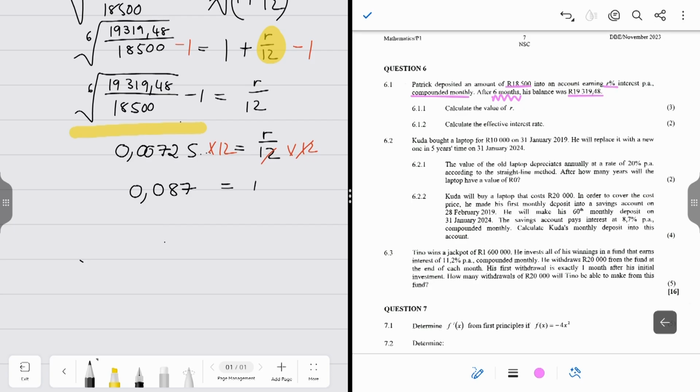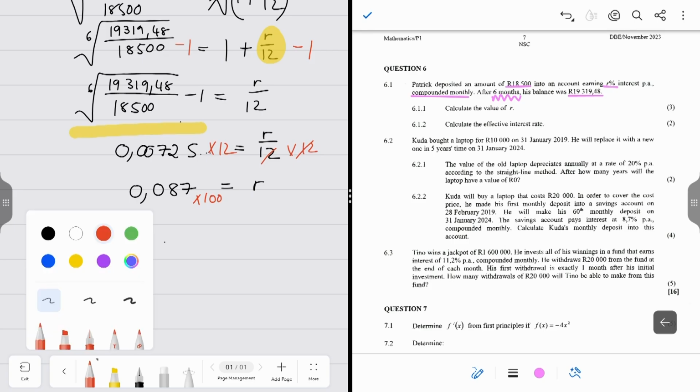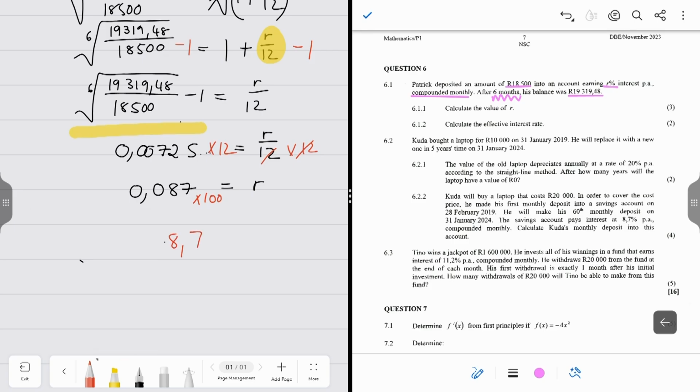0,087 equals my rate, but I want my interest rate, so I've got to multiply by 100, which gives me my percentage. So when I multiply by 100 on both sides, I will get my interest rate, which is 8,70. So I can just leave it as 8,7%, and that is my interest rate.